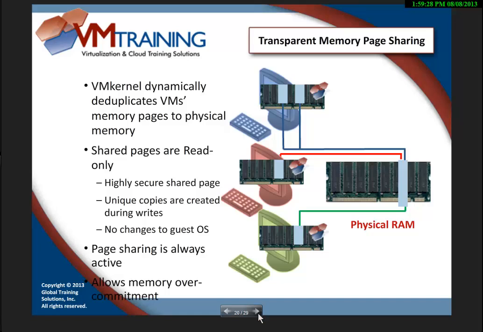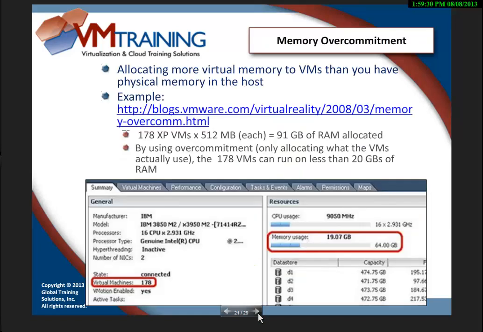Next slide. They have memory overcommitment here, and this falls into transparent page sharing, where you can have multiple VMs sharing it. In this case, it's really an overblown example because we had 178 identical VMs, 100% identical. So we were able to run it on 19 gigs of memory. Probably not extremely realistic, but 178 VMs on 19 gigs of memory. Let's go to the next one.